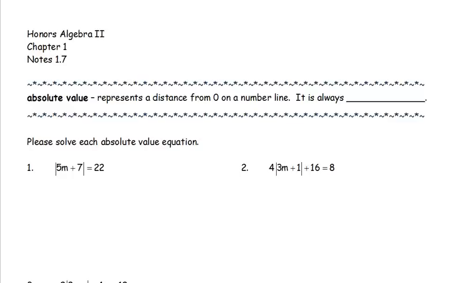Alright guys, you made it. This is the last day of notes for this first chapter. We're going to talk about absolute value. Absolute value basically represents a distance from 0 on the number line. And the thing about absolute value is it is always positive.